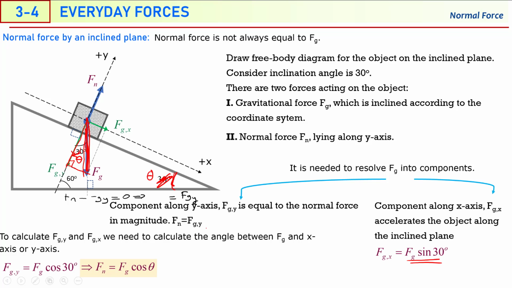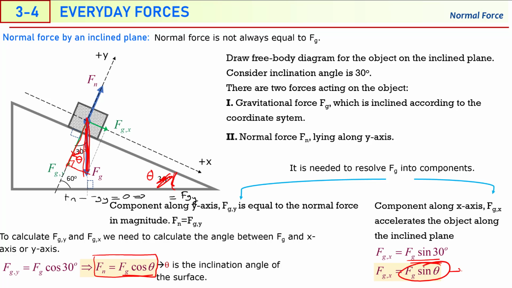Theta in here is the inclination angle of the surface, so you can easily calculate that Fn is equal to Fg times cosine theta. What about Fgx? Fgx is always Fg times sine theta. This Fg times sine theta will accelerate the object along the inclined plane. Fg cosine theta will be the normal force applied by the inclined plane on the object. So this is all about the gravitational force and normal force. In the next lesson, we will continue with the force of static and kinetic frictions.